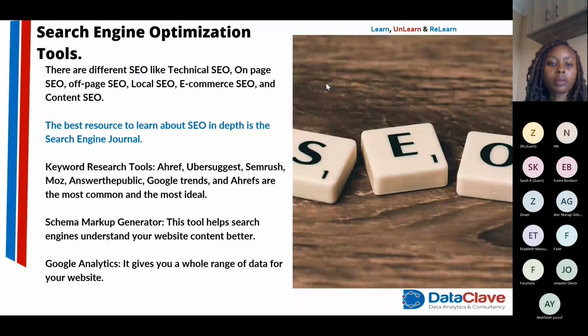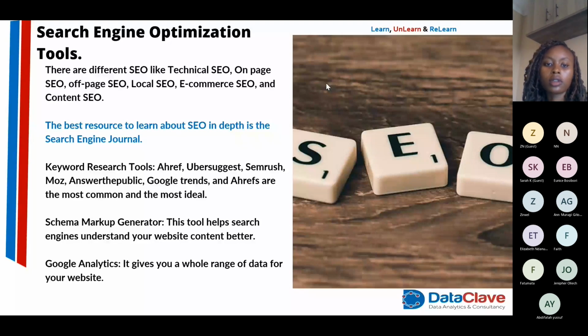So we also have the schema markup generator. This tool helps search engines understand your website content better. What the schema markup generator does, in layman's terms, is translate the content on your website for the search engines so that they can understand how to rank your website or how to index it. So that's what the schema markup generator basically does. You can read on it, you can Google it later.